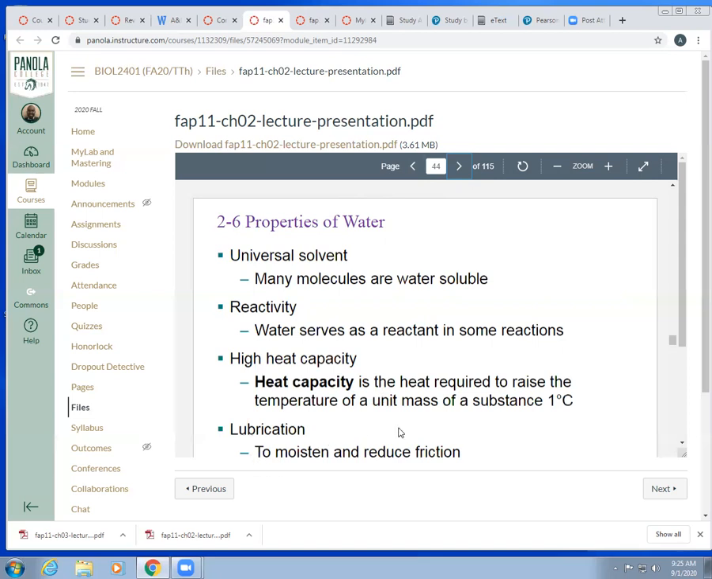Water is also used as a lubricant, to moisten things and to reduce friction.